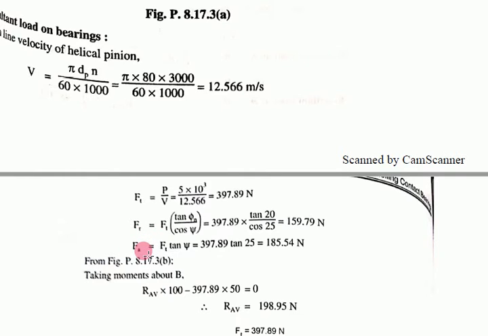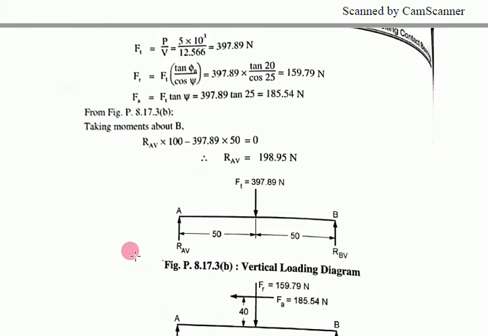Now we have to find the radial load and axial load. Okay, last time, in the manufacturer's catalog, we have seen the design procedure. First and foremost thing is to find out the radial and axial load. So here a helical gear is given. As per the helical gear force analysis we have seen, the equation is Ft into tan phi n upon cos psi. So all the values we have, Ft we can find from here. So 159.79 Newton, that is the radial load, and the axial load is 185.54 Newton.